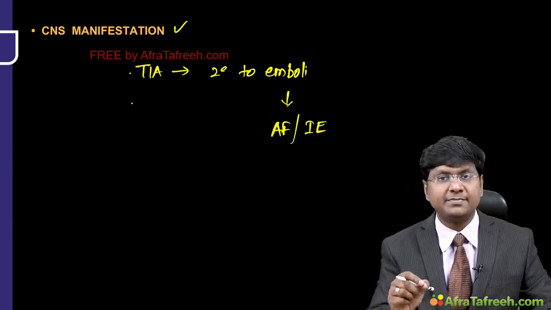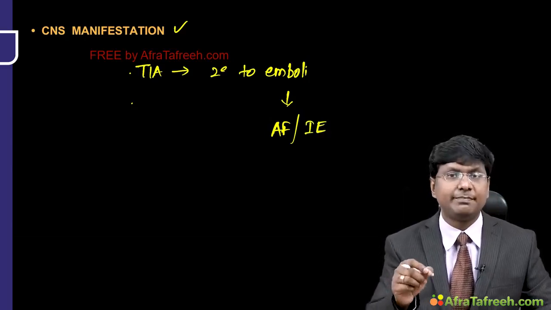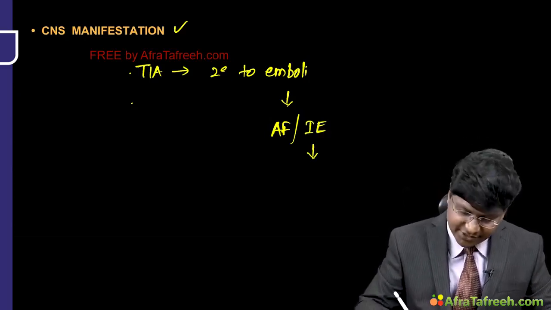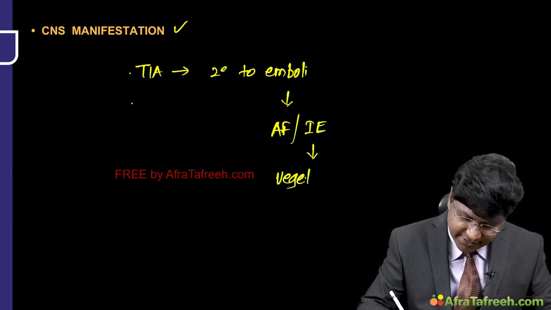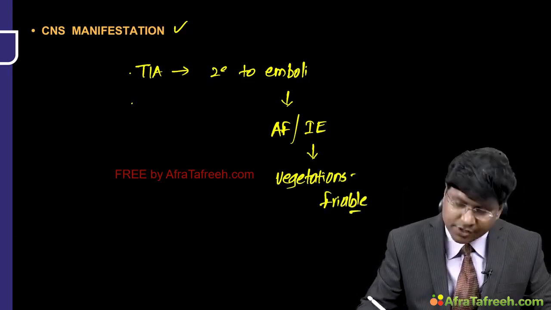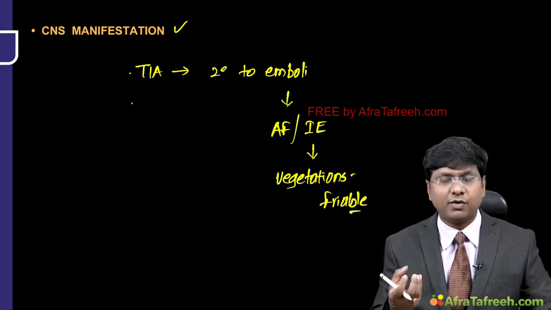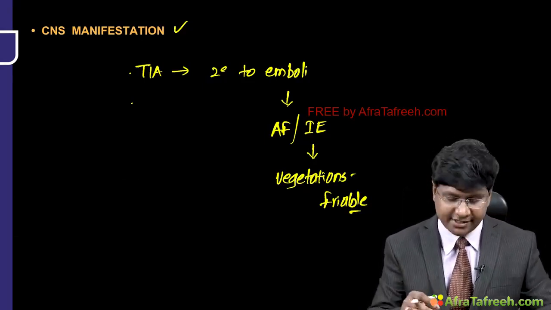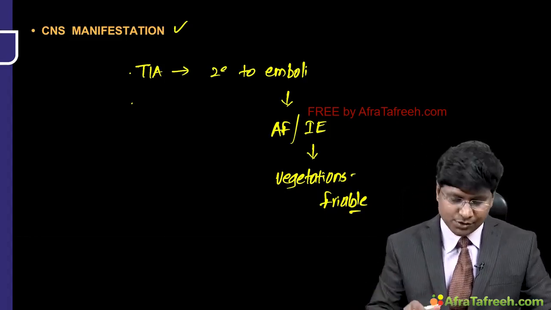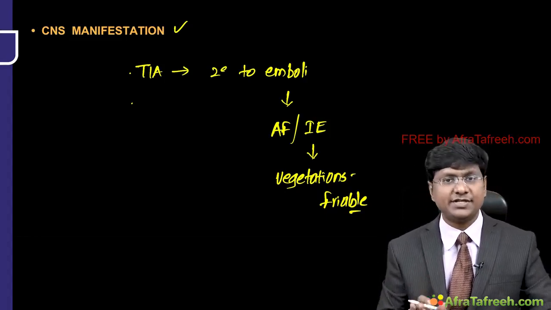See, these prolapsed mitral valves are at risk of development of infective endocarditis. And how are these infective endocarditis vegetations? These vegetations are friable vegetations. Once these friable vegetations rupture and enter into the cerebral circulation, the patient will develop a transient ischemic attack. So these are the CNS manifestations that you can come across.